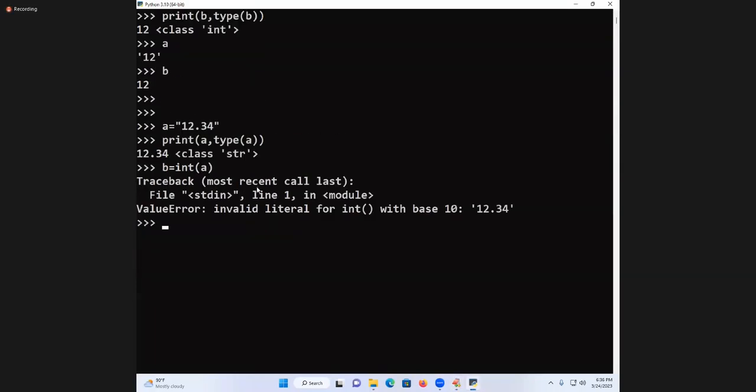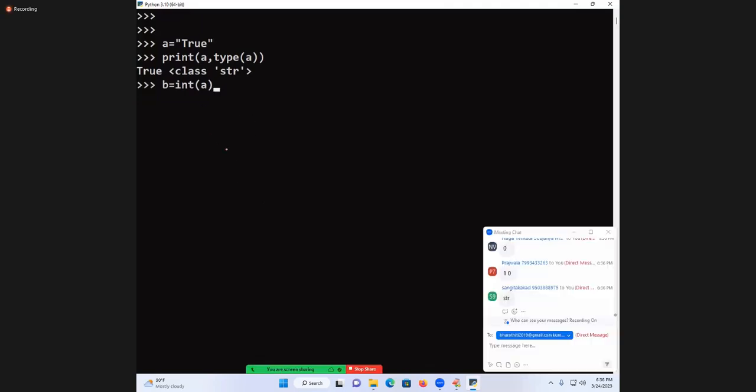Now I'm going to talk about it. A is equal to what I'm taking? True. Only true converted to what? 1. Only false converted to what? 0. Now, A is equal to true. Print of A. What type? str. Now I'm going to take int of A. Is it possible to convert or not?